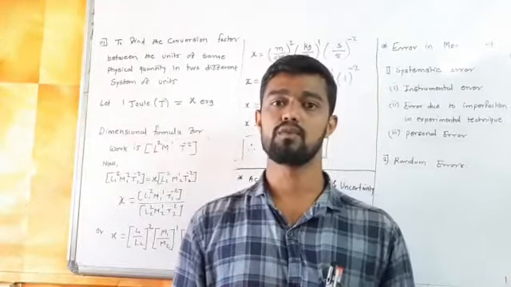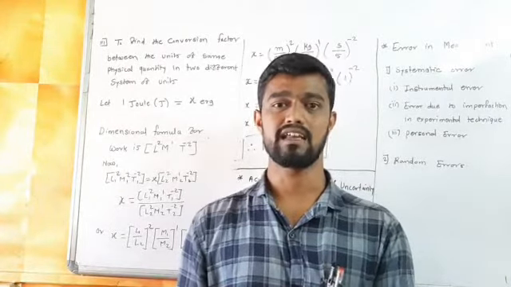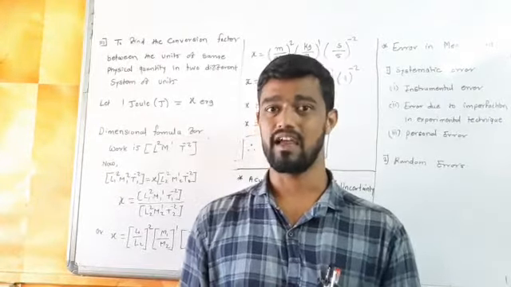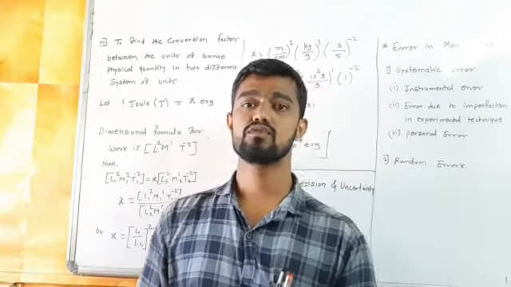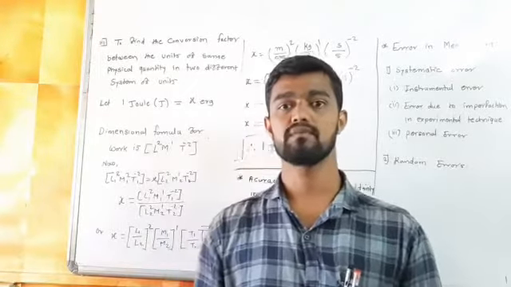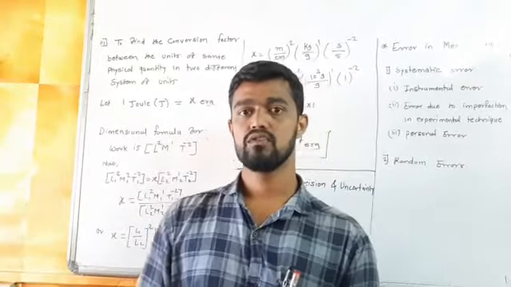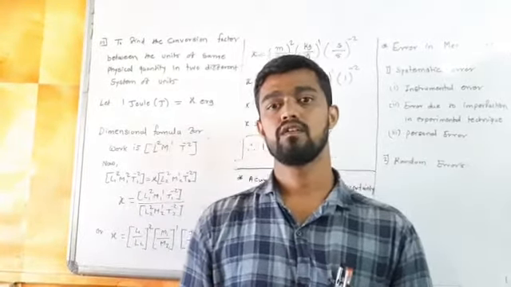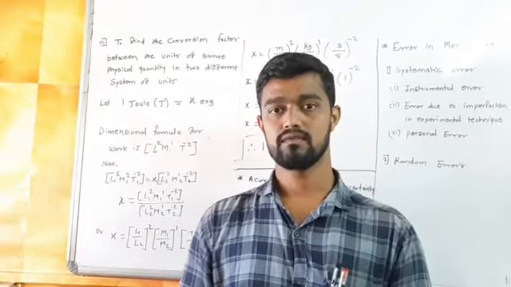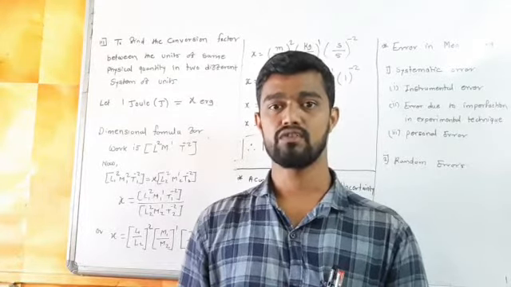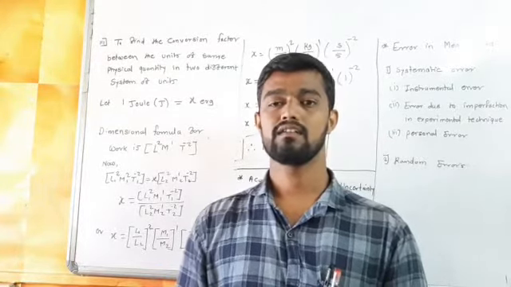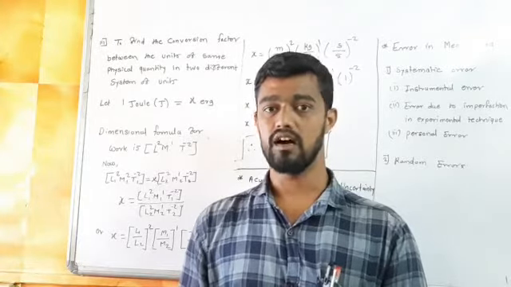We know the systems of unit: there are CGS, MKS, FPS and SI. So here we use two different systems, one is SI and the second is CGS. For example, take work done. Work done has the SI unit joule and the CGS unit erg.